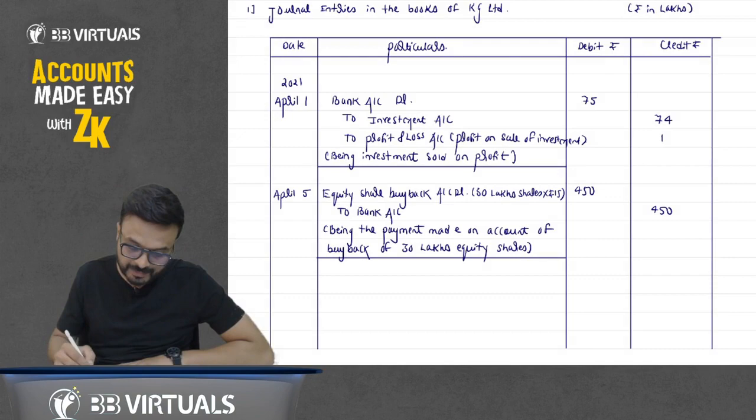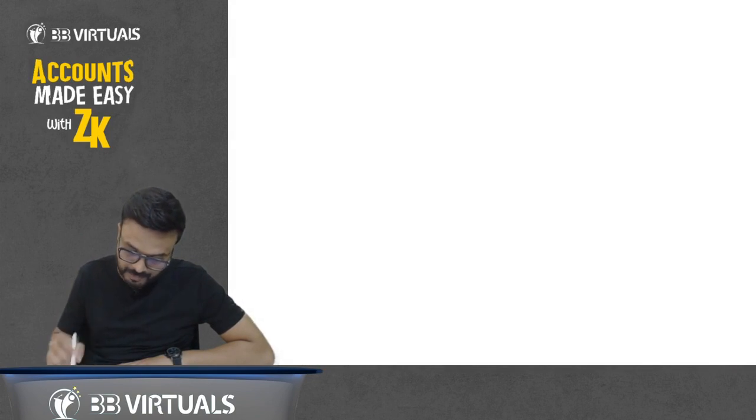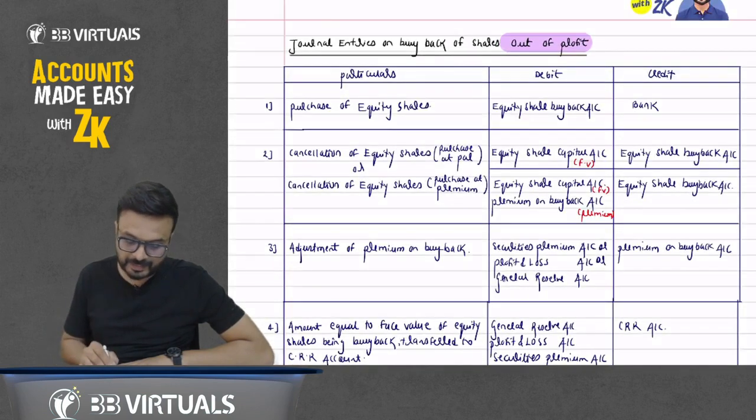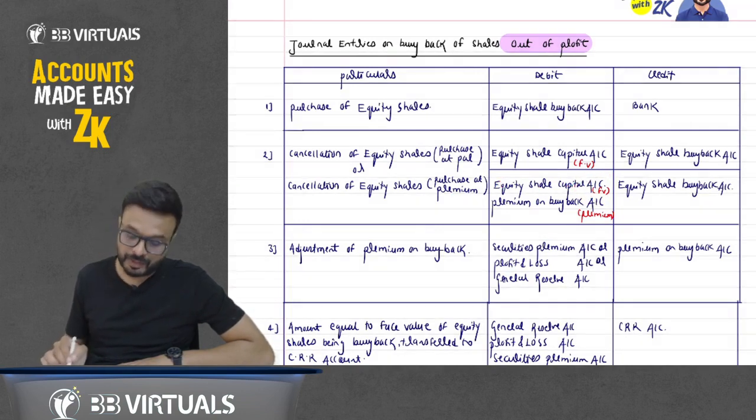Now what will be the next entry here? We have purchased it. The next entry is the cancellation. Whether we have purchased at par or at premium, we have purchased at premium. So now we will cancel it. Equity share capital account should be debited by face value. Face value is 10. Premium is how much? 5. To equity share buyback account.